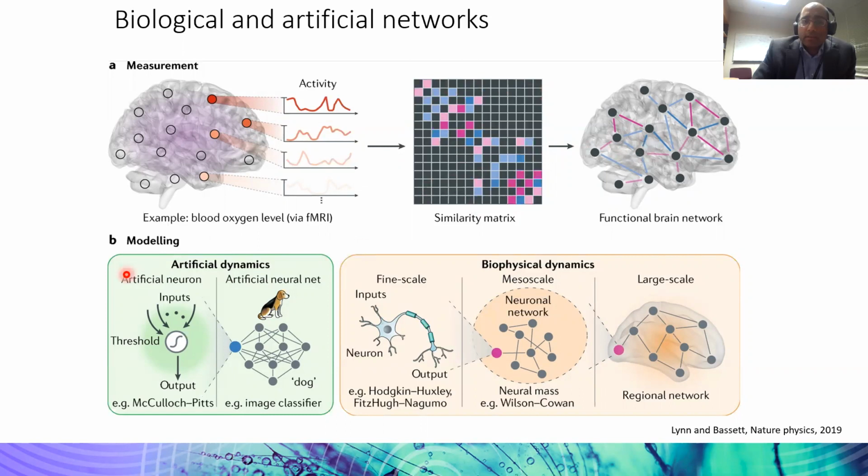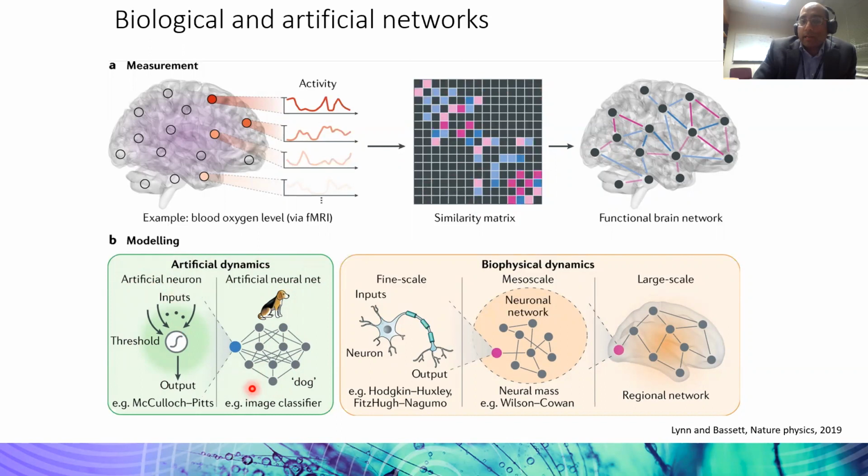Similarly, like in an artificial neural network, as I was saying, there is an artificial neuron. They can connect together to give a large neural network. And these can be trained, for example, so that a picture of a dog can be given and it can say, okay, that's a dog, yeah?